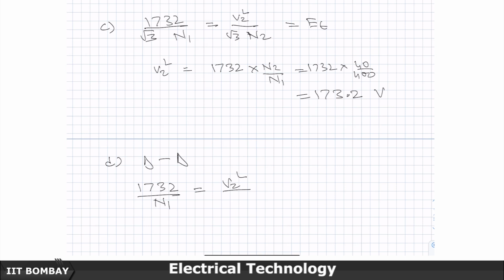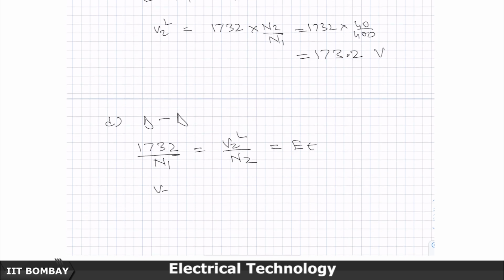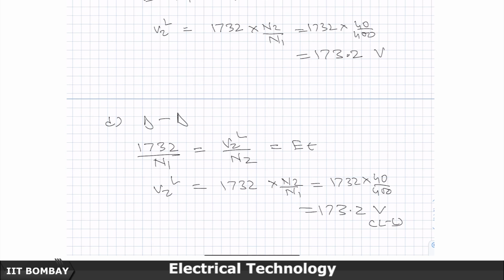So, V2L is also completely appearing across the turns of the secondary. So, therefore, per turn V2L by N2, this is the EMF per turn. So, therefore, in this case 1732 into N2 by N1, which is 1732 into 40 by 400, which is 173.2 volts, will be the line to line voltage.